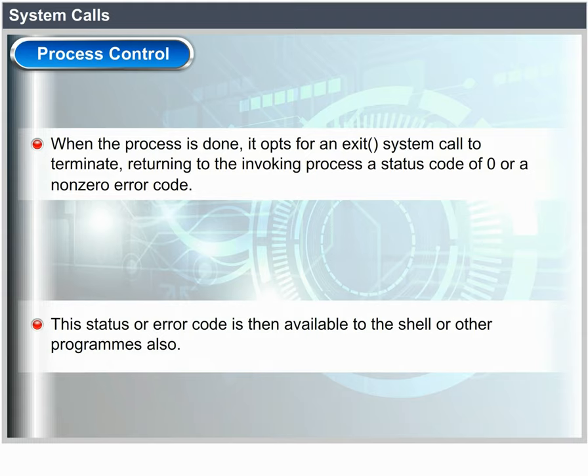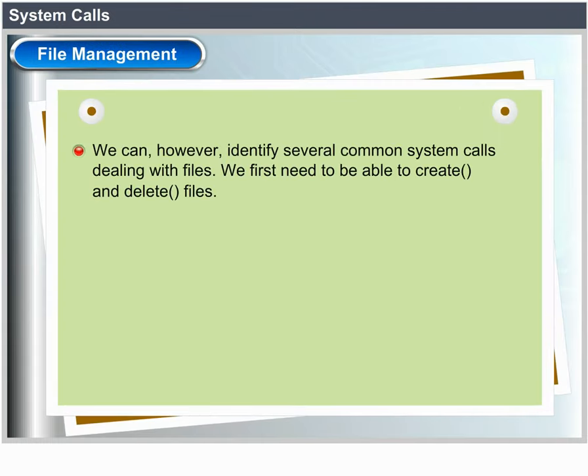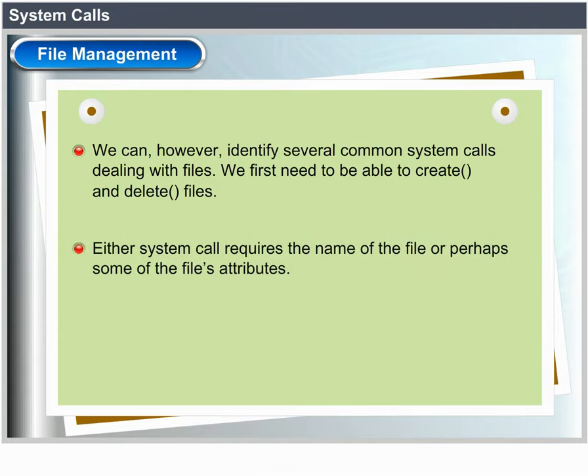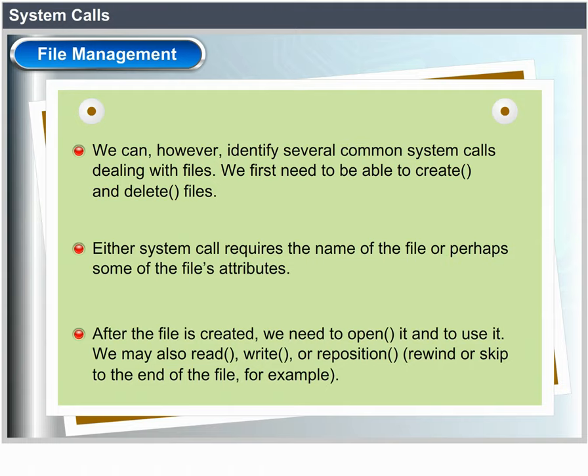File management. We can, however, identify several common system calls dealing with files. We first need to be able to create() and delete() files. Either system call requires the name of the file and perhaps some of the file's attributes. Once the file is created, we need to open() it and use it. We may also read(), write(), or reposition(), rewind or skip to the end of the file, for example.